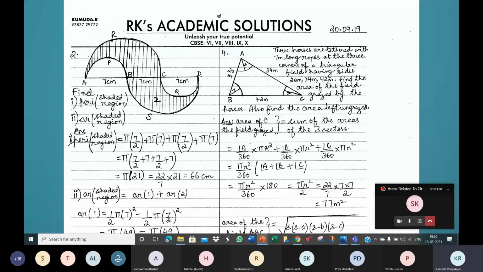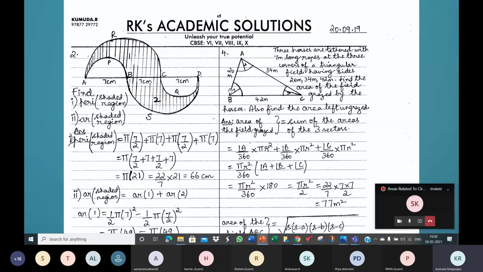That is equal to the sum of the areas of the three sectors. Area of the field grazed is equal to the sum of the areas of the three sectors. So how do you find the area of the three sectors? For this sector, area is angle A by 360 into pi r square. For this sector, angle B by 360 into pi r square. This sector, angle C by 360 into pi r square.